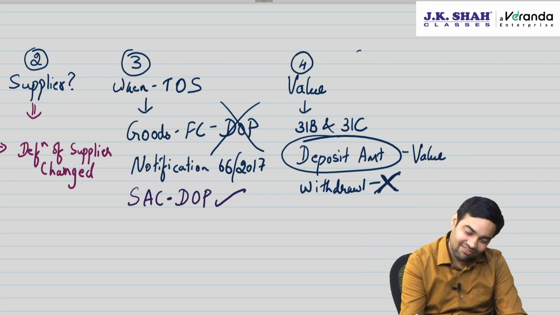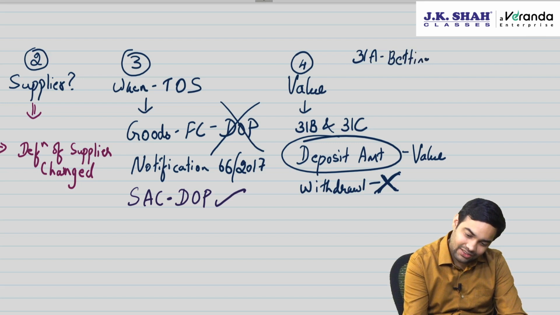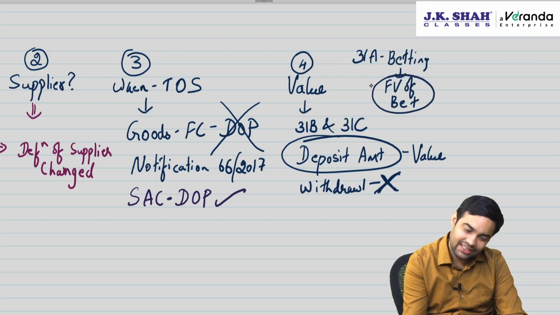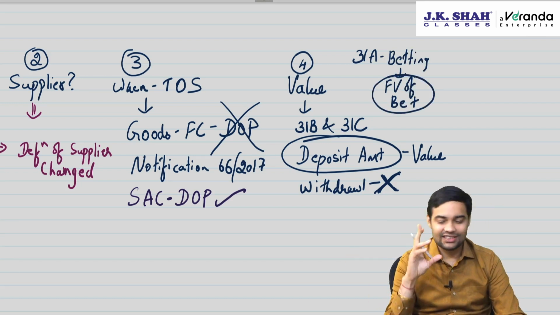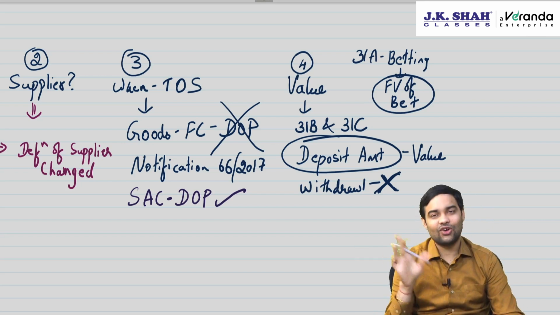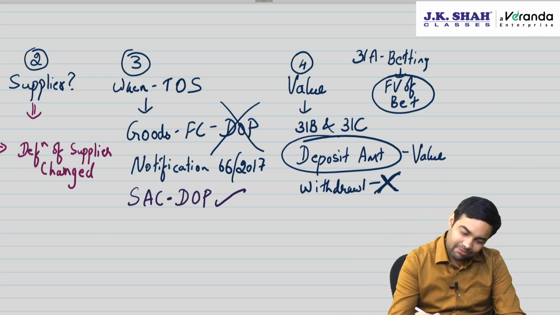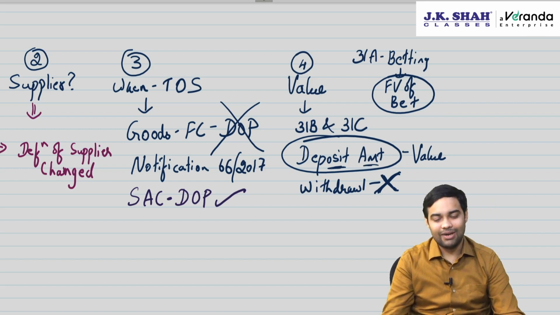See, 31A already prescribes that for a betting, the total bet amount, face value of the bet, is the valuation, but here the amount deposited. So don't get confused between betting and online money gaming. Online money gaming, deposit amount. Betting, face value of the bet will be considered as value. Withdrawal, no deduction permitted at all.